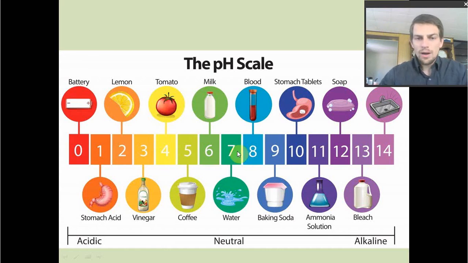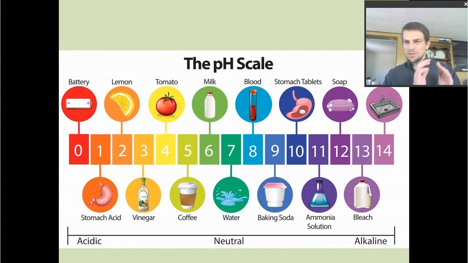So as expected, right at 7 we have water. So water is very neutral. Notice it's right above the word neutral. Let's go in the acidic direction first. So milk is actually slightly acidic. It's at 6, which is not very acidic. That's why it doesn't seem odd when we drink milk. Coffee is a little more acidic than milk, interestingly enough. And then, believe it or not, tomatoes are actually acidic. And for those of you who ever have problems when you eat too much acid or something, you might know tomatoes can do that to you.